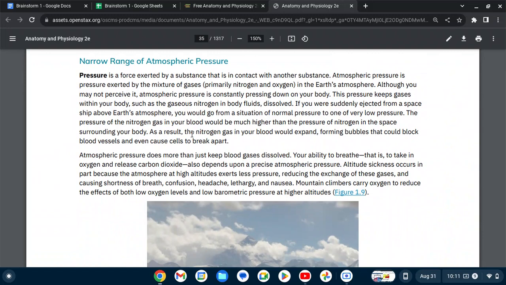If you were suddenly ejected from a spaceship from Earth's atmosphere, you would go from a situation of normal pressure to one of very low pressure. The pressure of the nitrogen gas in your blood would be much higher than the pressure of the nitrogen in space surrounding your body. As a result, the nitrogen gas in your blood would expand, forming bubbles that could block blood vessels and even cause cells to break apart.